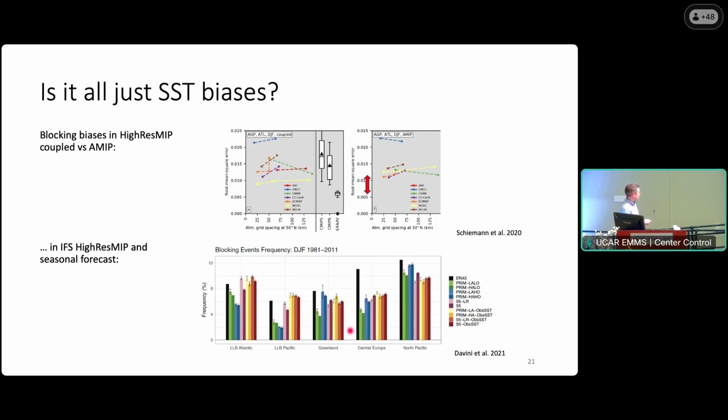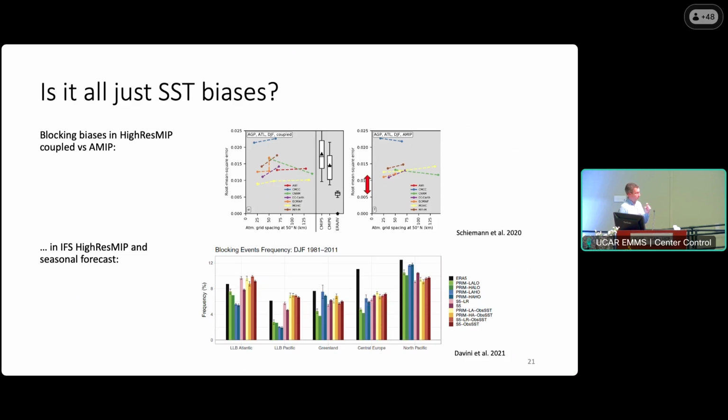Black are the observations, and going from these green lines to these blue lines is going from the low resolution HighResMIP models to the high resolution HighResMIP models. So you get some improvement. And then these purple lines next to it, that's the seasonal forecast model. And interestingly, you don't get any more improvement in blocking.